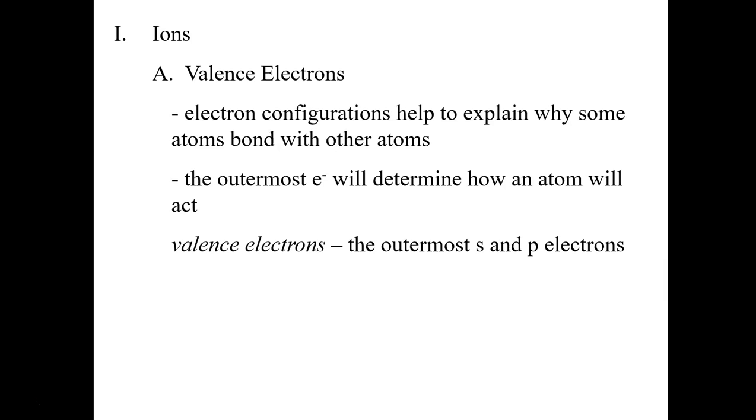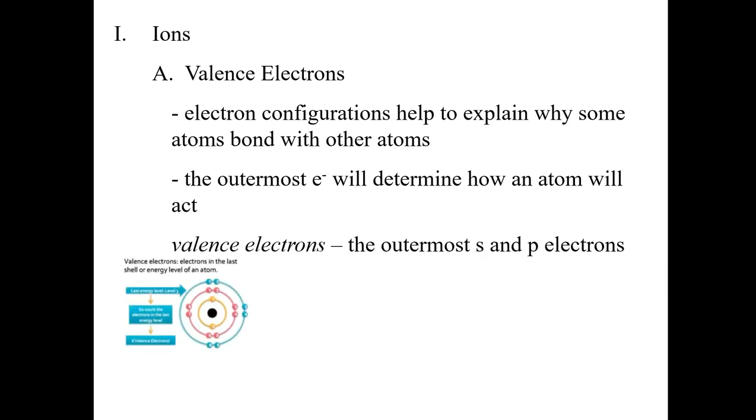When I say outermost, I mean the energy level that's furthest away from the nucleus, whatever the highest energy level is. Now we know that an s can hold 2 electrons total, and a p can hold 6 electrons total. So the most electrons you could ever have would be 8, right? So when we talk, again, about valence electrons, we're talking about this outer energy level here. We're not going to be concerned with the ones on the inner energy level.